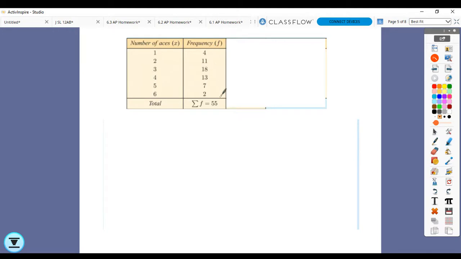When we add them all up, it's going to be 55. Then multiply straight across, and that's where this comes from. Add these all up.